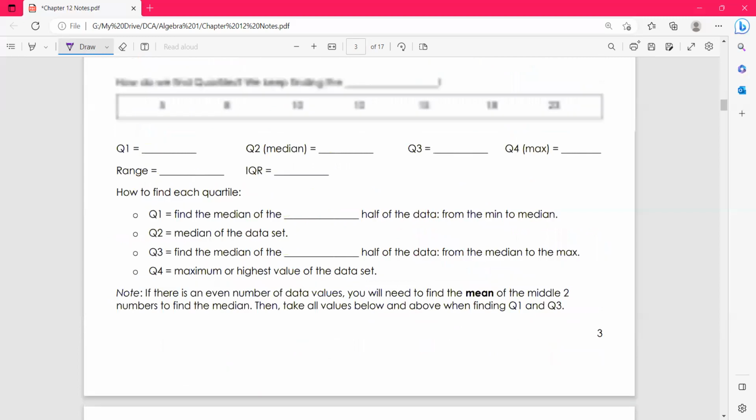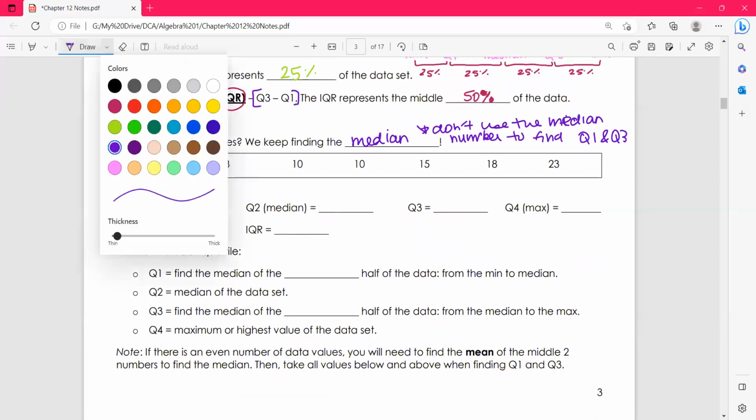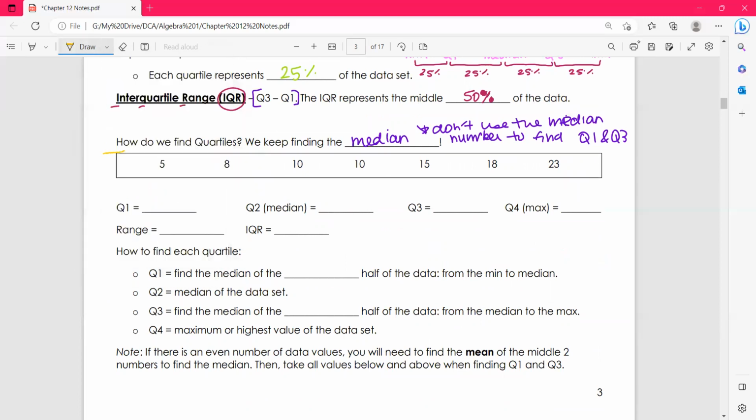Okay, so let's check what that means. Let's just look at the data set here, and then we're going to find all of these things. So right away, here's our minimum. Here's our maximum. That's always easy to find right away. Then we're going to go find our median. So let's cross out 5, 23, 8, 18. Notice I don't actually cross them out. I'll be using these numbers. So 10 is our median.